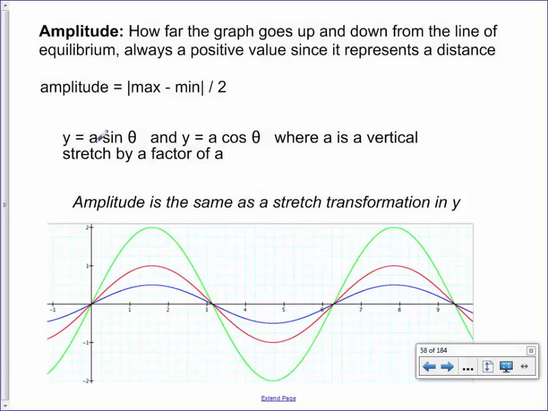What you have to do is put a number in front, like say y equals 2 sine theta. That would make the graph go taller. Well, taller up and down, right? So rather than going from -1 to 1, it would go from -2 to 2 instead. Does that make sense? So if you put a number in front, that changes your amplitude.